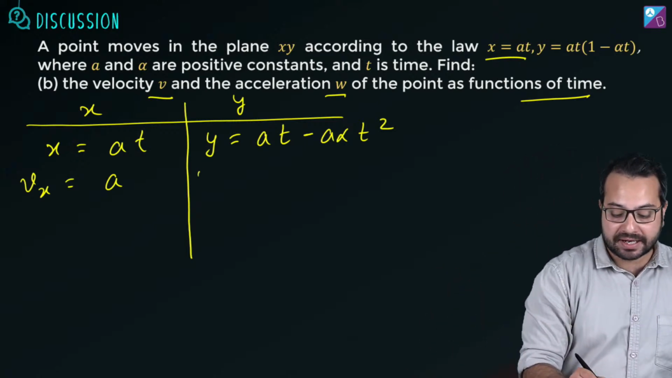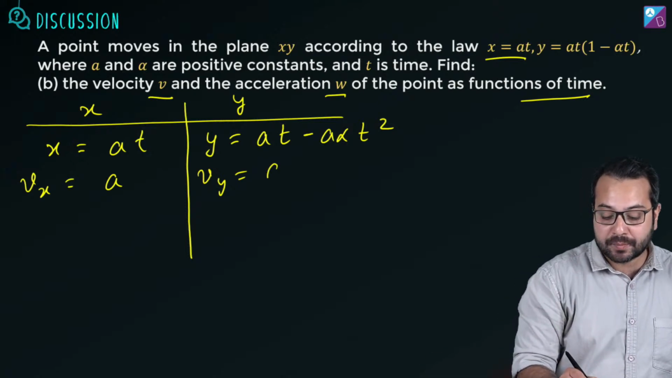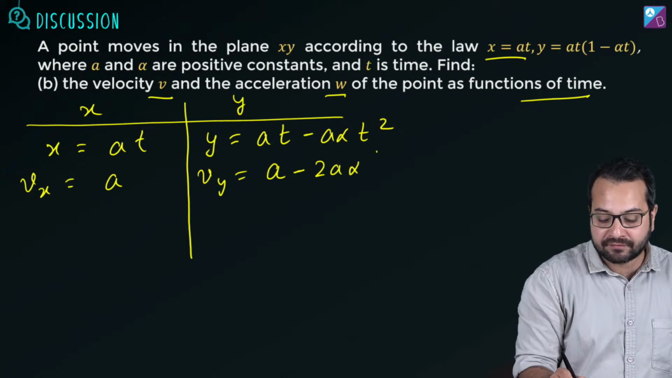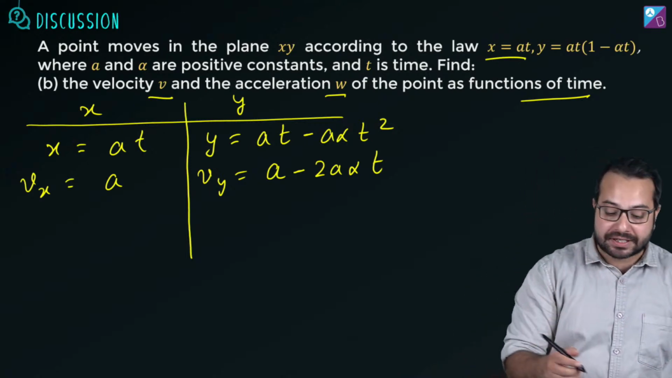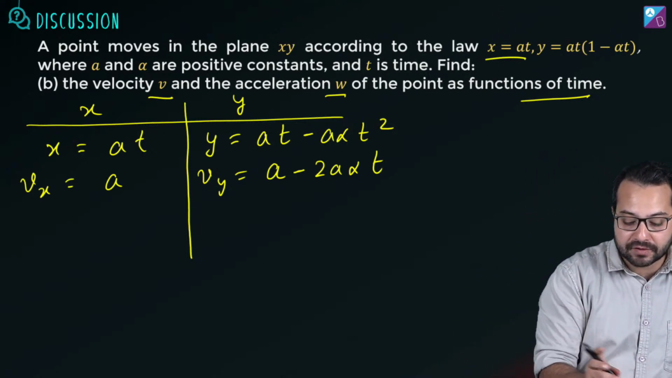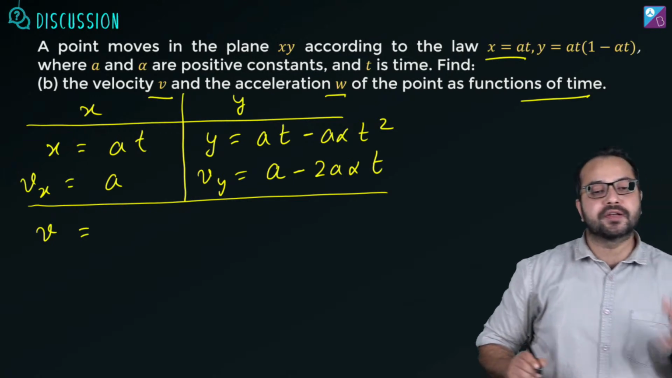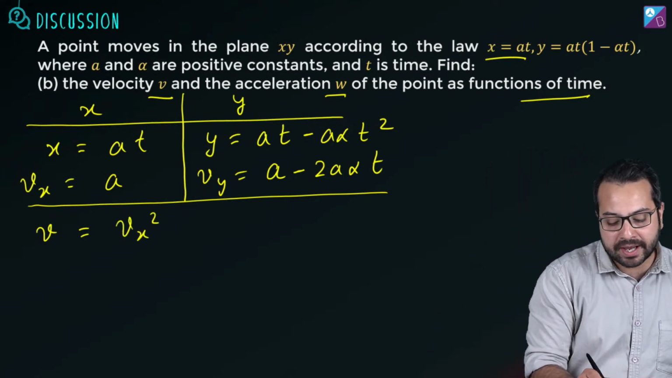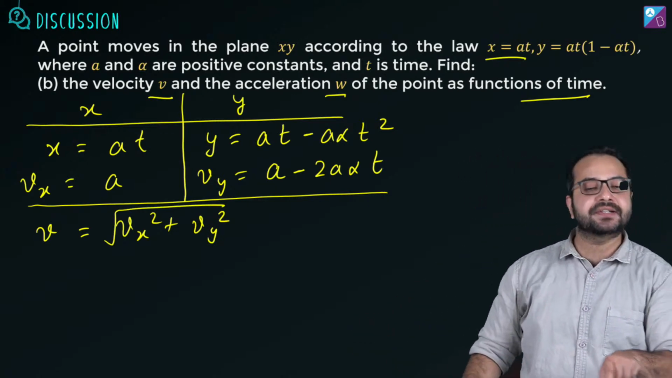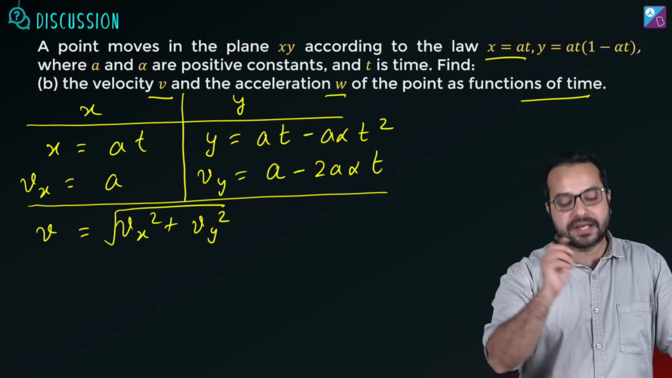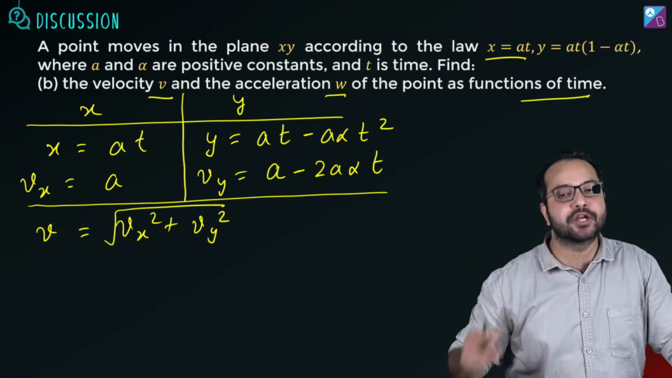If we want the velocity in the y direction, we simply differentiate it with respect to time. So this becomes Vy equals a minus 2a alpha t. Is that correct? Now we need to find the magnitude of the velocity. The magnitude is simply the square root of Vx square plus Vy square. You know Vx and Vy, so you can substitute and find the speed, or the magnitude of the velocity.